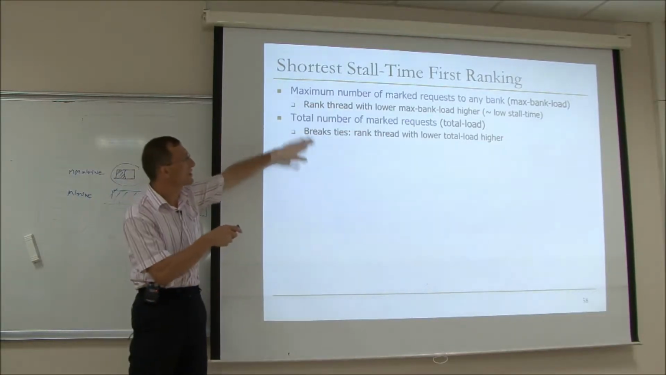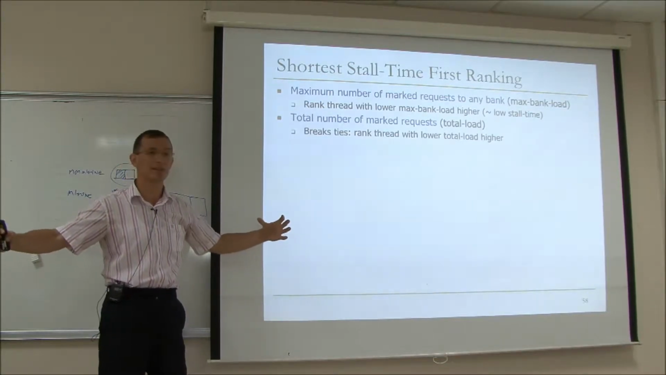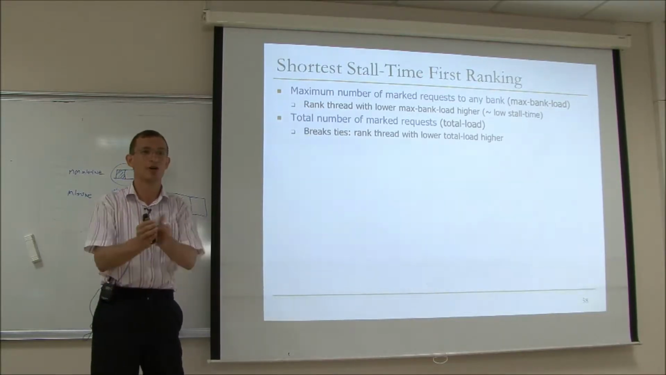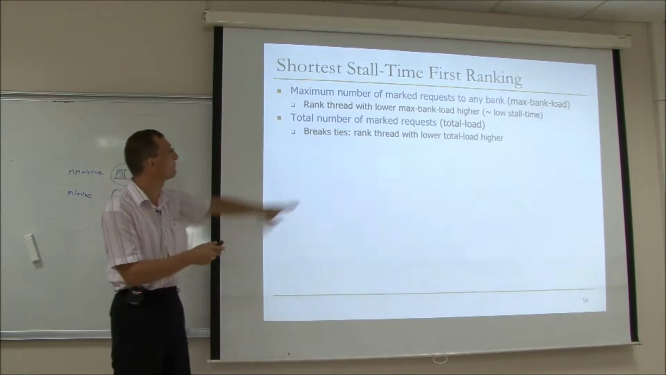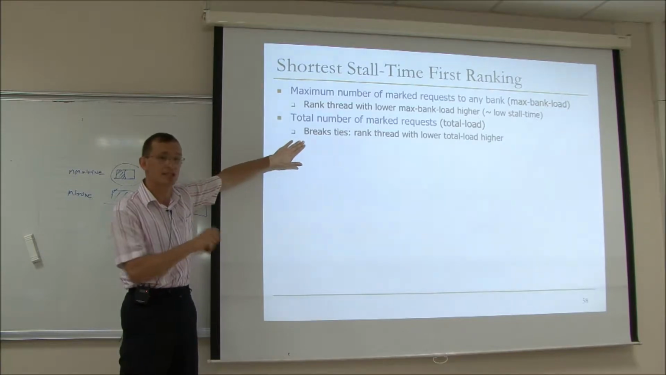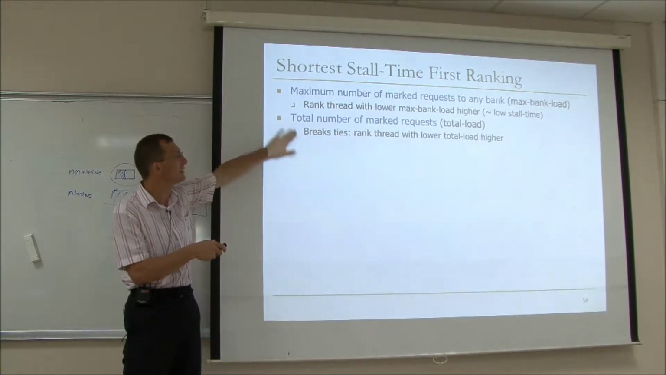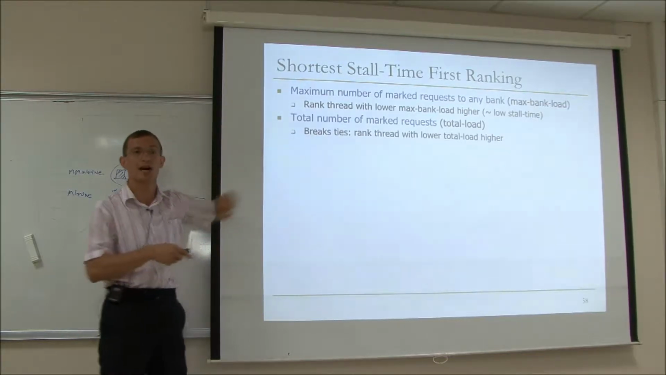Because if a thread has a maximum bank load that's high, it means that it has a long stall time, right? If it's low, it has a short stall time, very likely. And the memory controller also looks at the total number of marked requests. It computes that. We'll call this the total load, and this is used as a tiebreaker. We're going to rank the threads with lower total load higher at the memory controller.